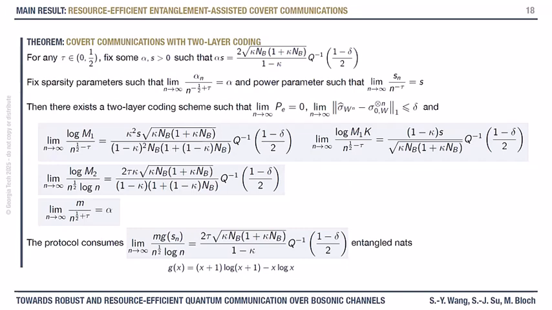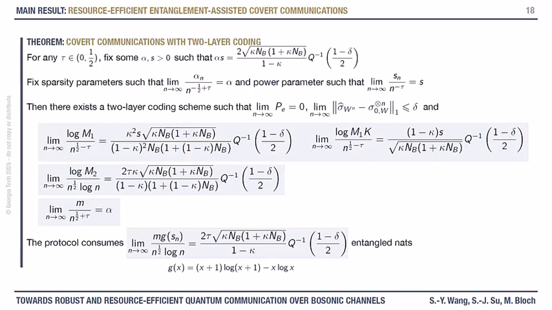One is, what is the maximum number of bits I can transmit classically that are reliable and covert? That's one bound that you want to establish. So that's the first scaling of the number of bits that you transmit. And the second is, how many entangled bits do you need to do that? That's the second thing you want to characterize.